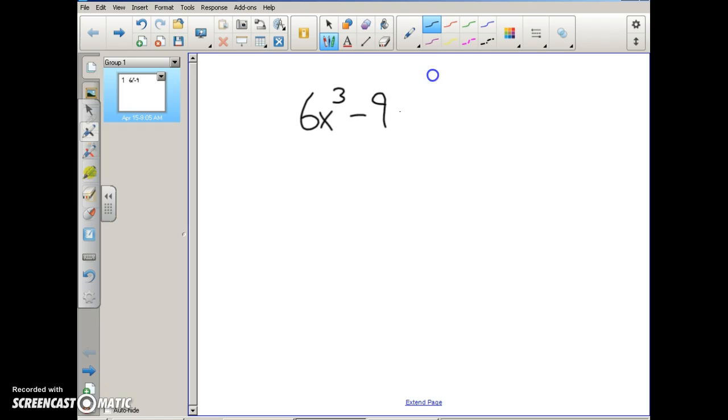x to the third subtracted by 9x squared plus 4x minus 6. Again, first thing we do, we look for our 4 terms. We have our 4 terms: 1, 2, 3, 4.